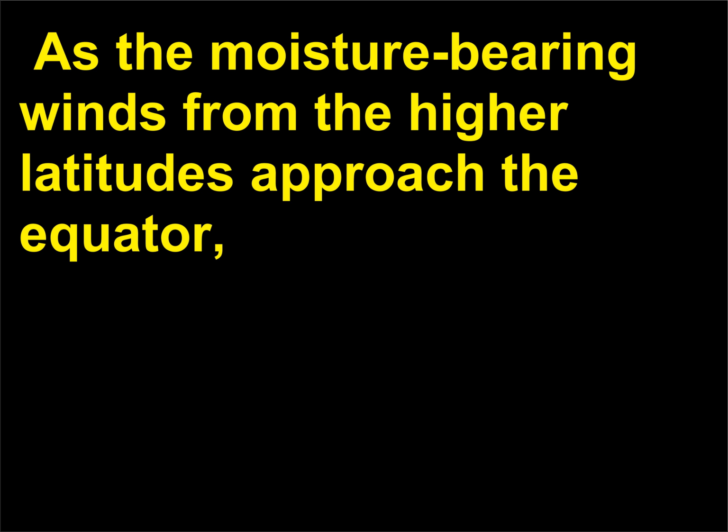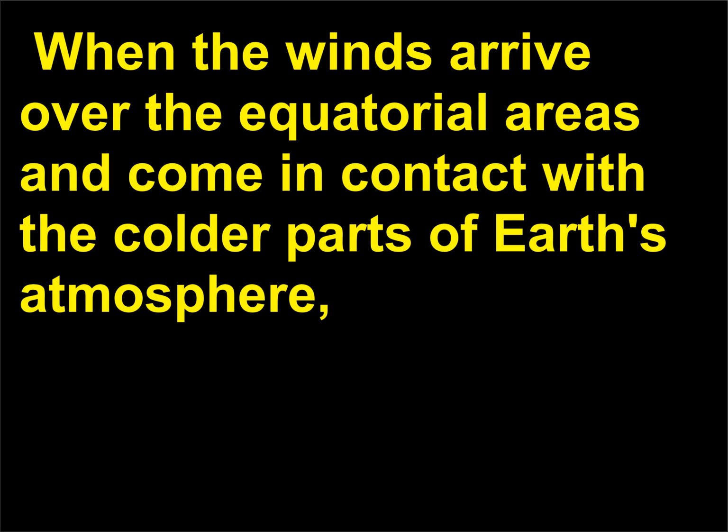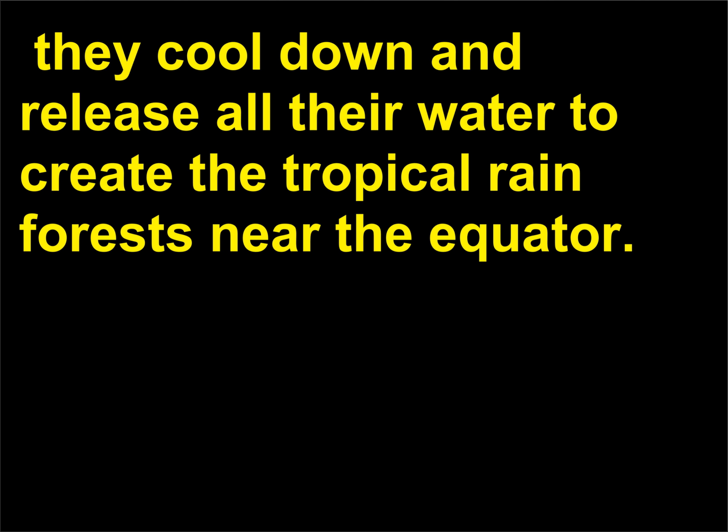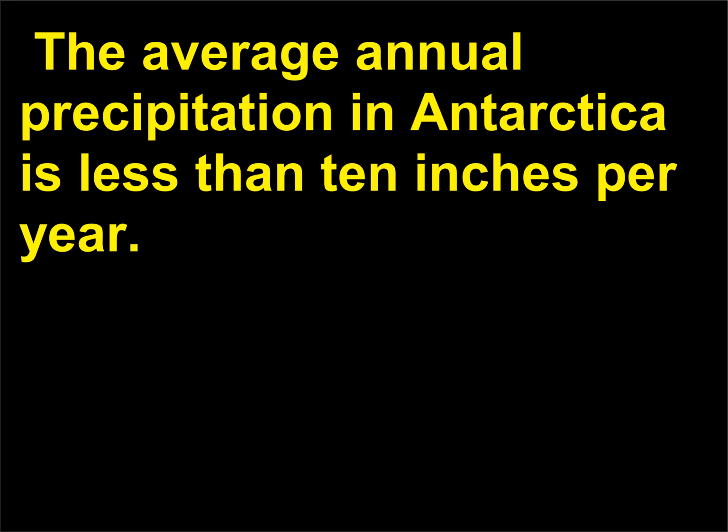As the moisture-bearing winds from the higher latitudes approach the equator, their temperatures increase and they rise higher and higher in the atmosphere. When the winds arrive over the equatorial areas and come in contact with the colder parts of Earth's atmosphere, they cool down and release all their water to create the tropical rainforests near the equator. However, other parts of the world, such as Antarctica, are also desert regions. The average annual precipitation in Antarctica is less than 10 inches per year.